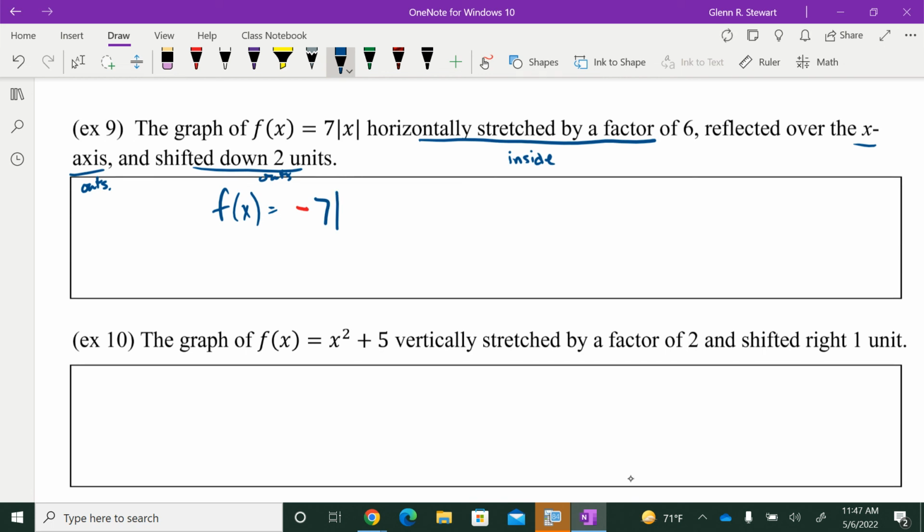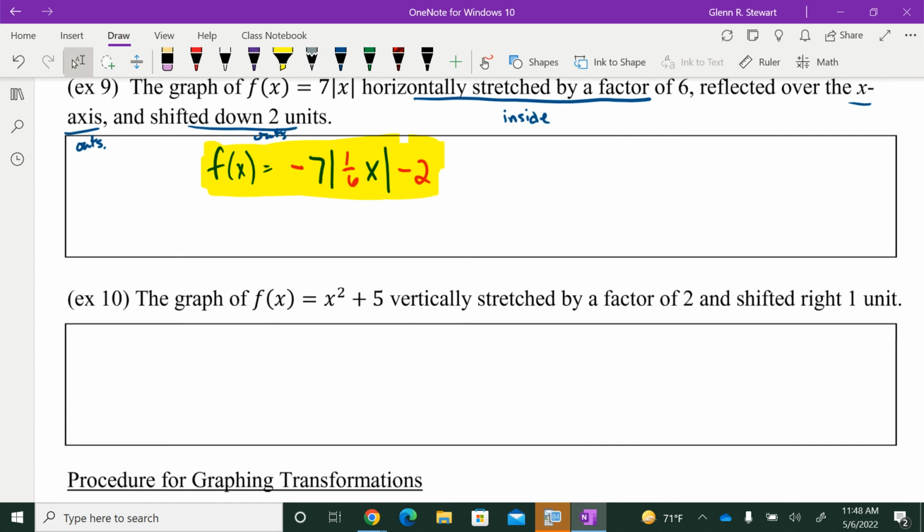Absolute value. Now here's where it gets tricky. Horizontal stretch by a factor of 6 is actually going to be written as 1/6 x. And then the shift down 2. So minus 2. So if you got the 1/6 part, you're doing pretty good. Good. Yeah, that 1/6 is a little bit tricky. The reason that it's flipped again is because if it tells you that it's a stretch by a factor of whatever that number is, and it's horizontal, it's actually going to be the inverse of that number.